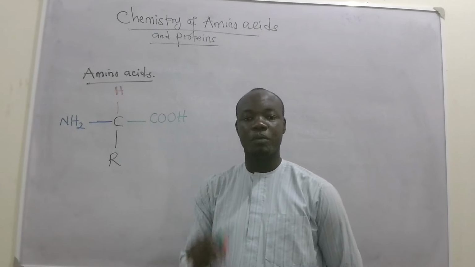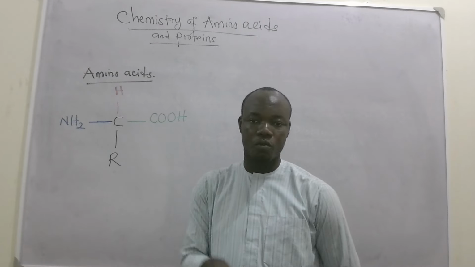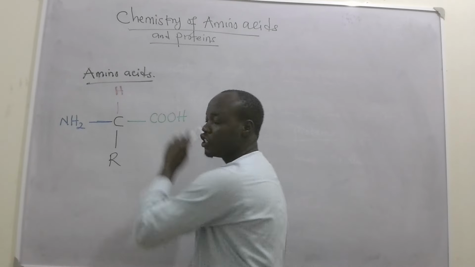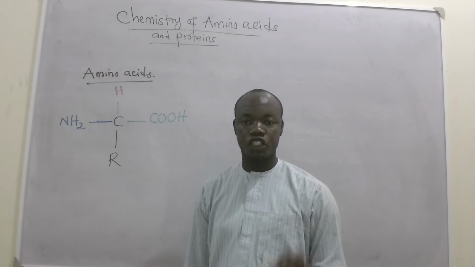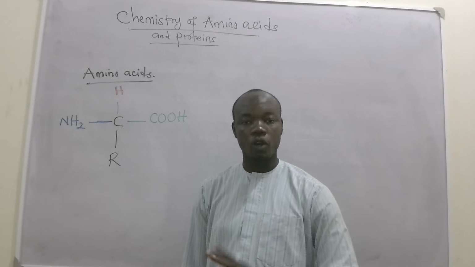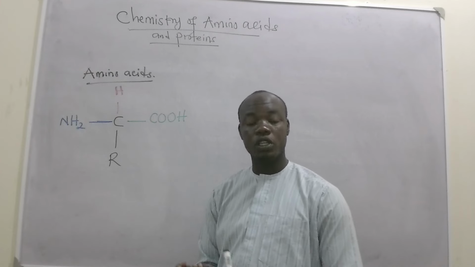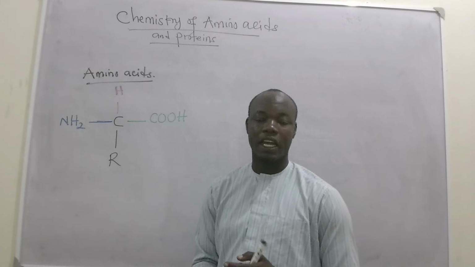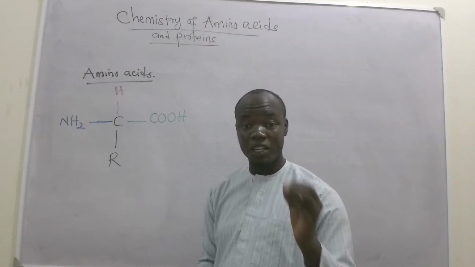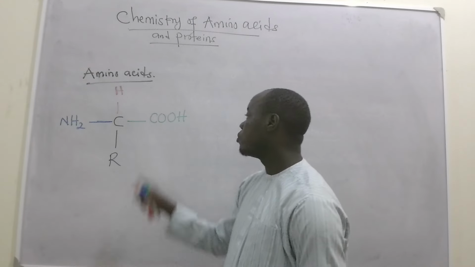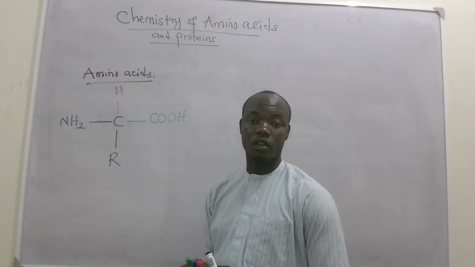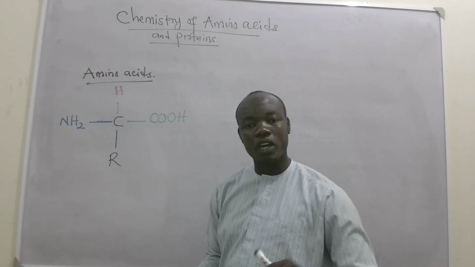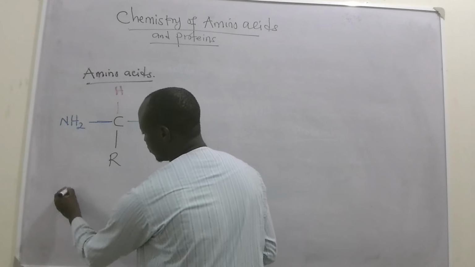But the only thing that makes one amino acid differ from another is the R side chain. So all amino acids have a carboxylic group and an amino group. And of course, we know from basic chemistry that the carboxylic group is a functional group, and the amino group is a functional group. So in an amino acid, we have two big molecules.